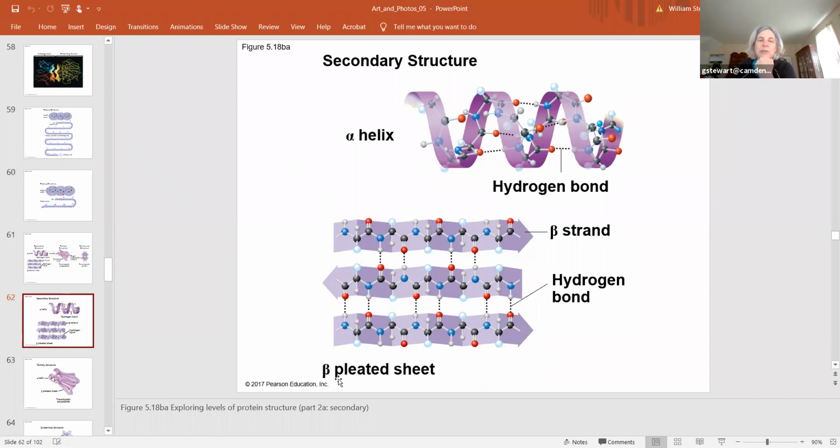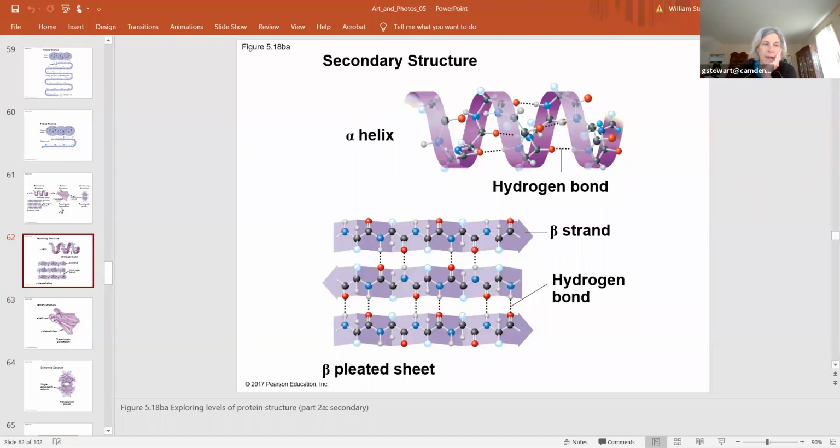The second type is called a beta pleated sheet, and this one isn't as easy for me to show you an example of, but I would think of a beta pleated sheet. The molecule kind of goes up and down like hills and valleys, or think of a broiler pan. It looks like that, actually. Most proteins are going to be a combination of these different types of secondary structure.